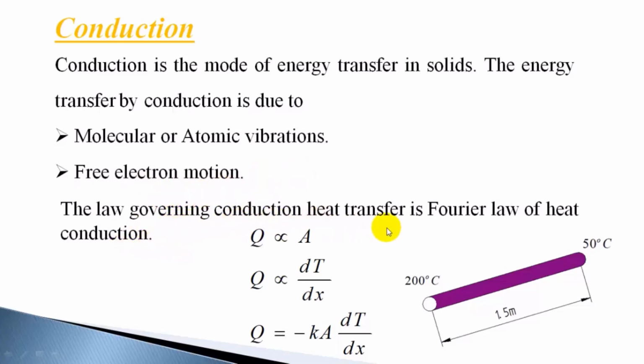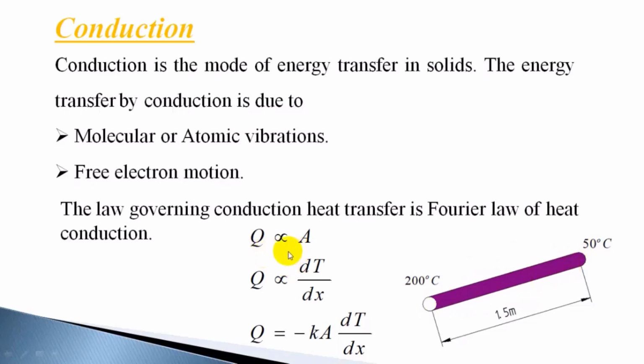Now the law governing conduction heat transfer is Fourier law of heat conduction. Fourier law states that the heat transfer by conduction is directly proportional to the area normal to the direction of heat flow and also proportional to the temperature gradient. Let us say there is a metallic rod, and heat is flowing from one end to the other end because of the temperature change. Temperature here is 200, the other end is 50. The heat will naturally flow from the higher temperature side to the lower temperature side.